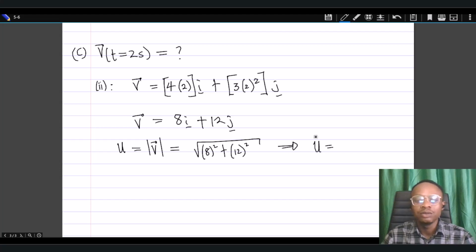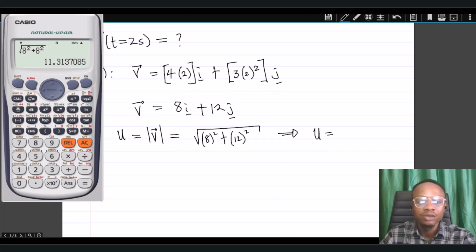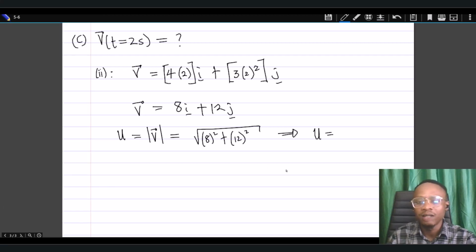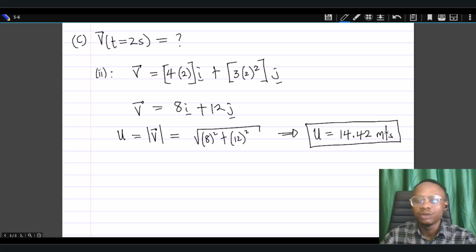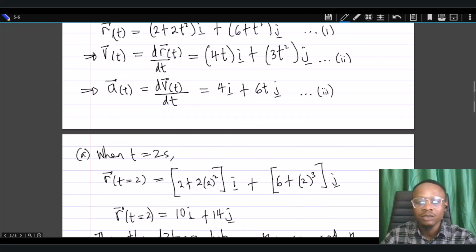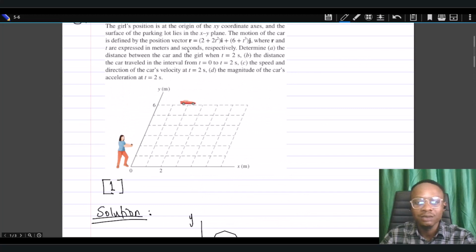So the speed will be the root of 8 squared plus 12 squared, and that gives us 4 root 13. Just want to get the number: 14.42. So what we have here will be 14.42 meters per second. No direction because it is just some magnitude. So we should get the speed at t equal to 2 seconds, which we just did, which is the magnitude of velocity at t equal to 2 seconds, and the direction of the car's velocity at t equals 2 seconds.